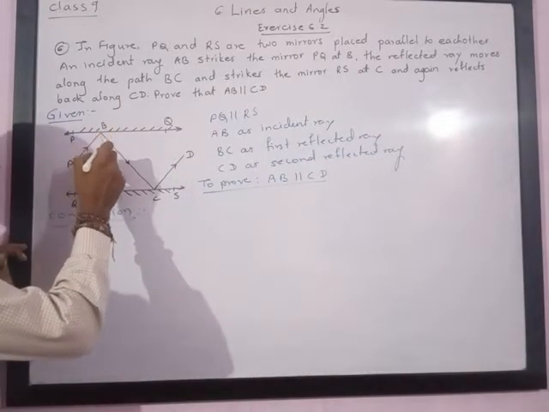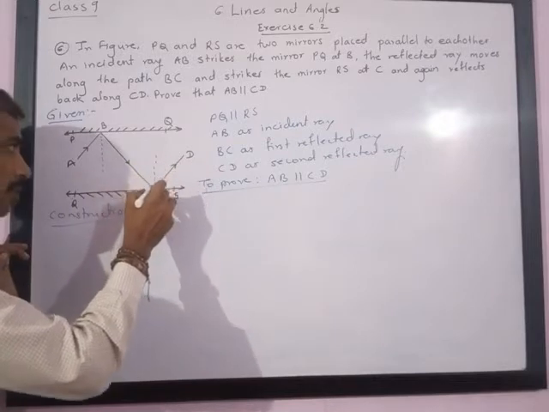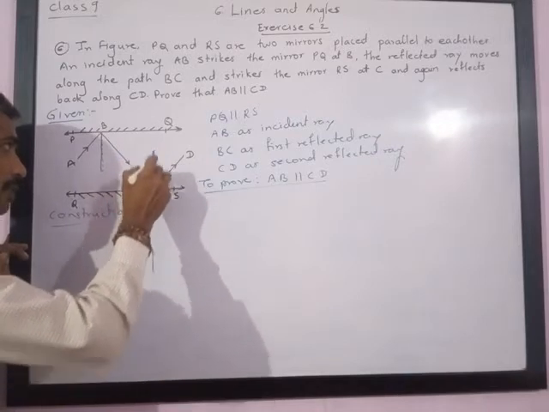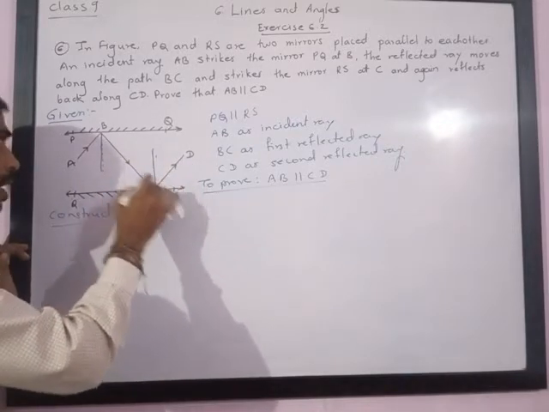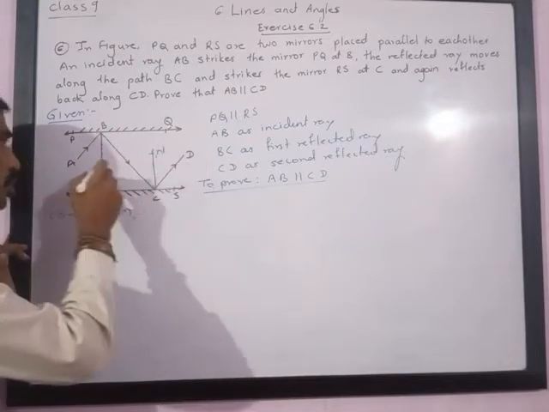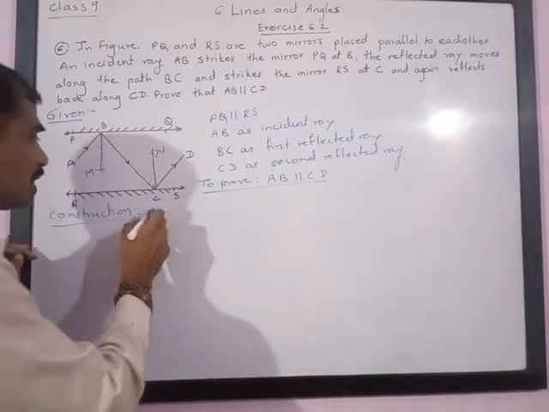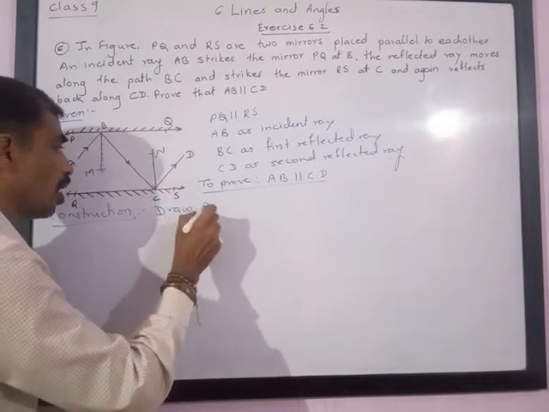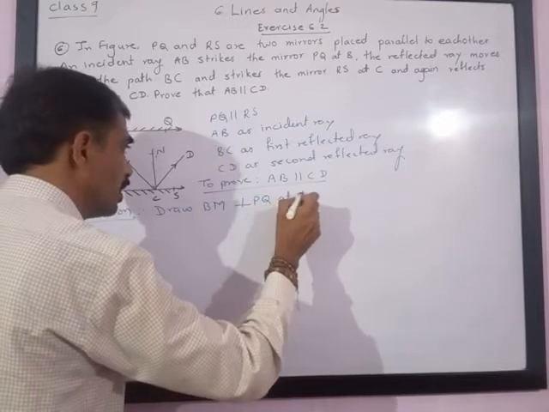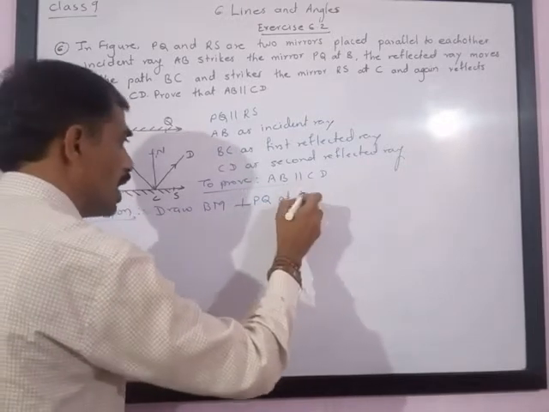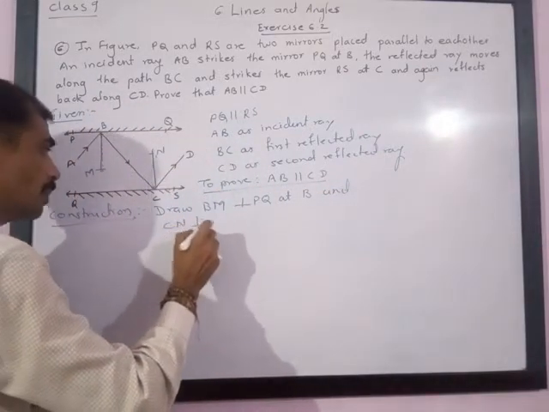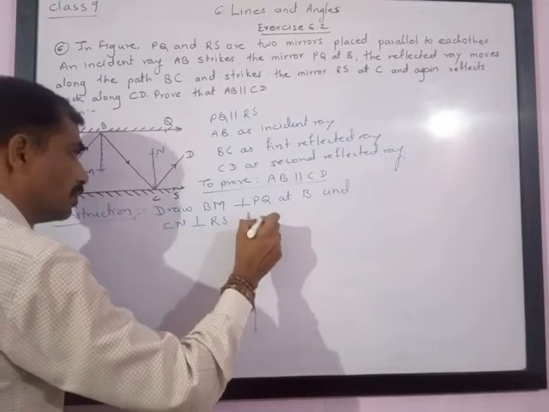I am going to draw a perpendicular at point B and a perpendicular at point C. I am going to name these perpendiculars BM and CN. Construction: draw BM perpendicular to PQ at B, and CN perpendicular to RS at point C.